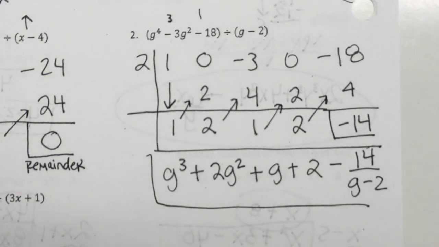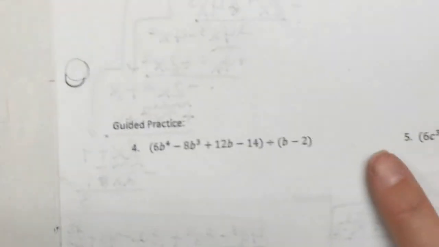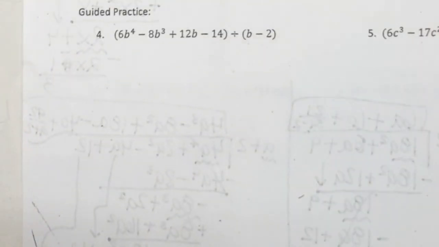Do y'all like this better than long division? Yeah. Most people do. Alright, I want you to try number 4 on your own. Number 4. Don't try number 3, it's different. Try number 4. Don't forget, if you skip exponents, to write a 0 in its place.